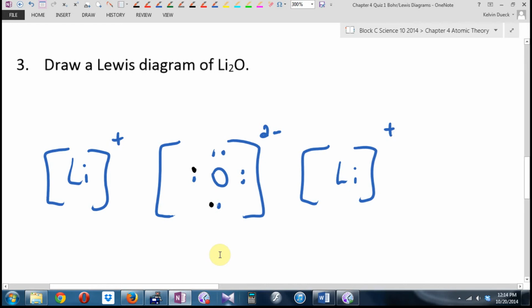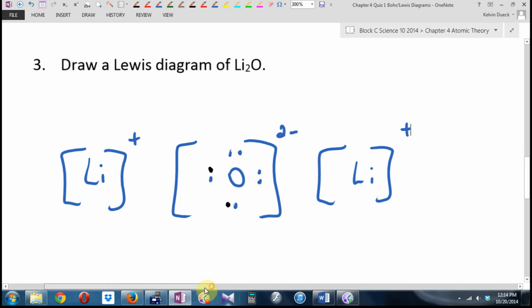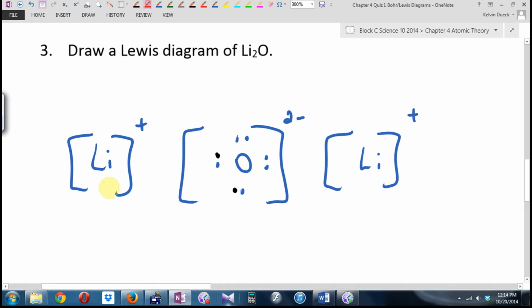How many different atoms did I draw? 3? I was going to say 2 marks per atom, but the lithiums are identical. I'm probably going to say 3 marks for each of these. I'd probably go something like this.